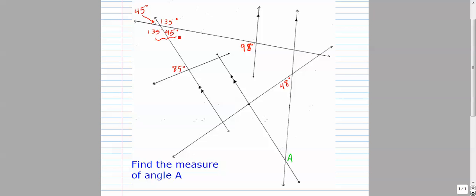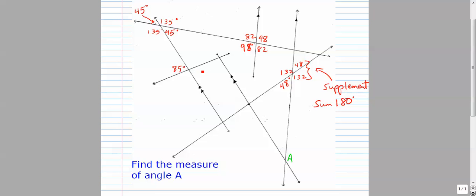It just so happens that these are supplements of each other, these are supplements of each other, and these are supplements of each other as well. There's a lot of relationships going on right there. Same thing over here, 98 and 98, 98 and 82, 82, 48 and 48, 132, 132. Again, if that's a little confusing to you, if I'm going too fast, these two angles right here are supplementary angles. They're supplements of each other, which means they sum to 180. That's where I got those from.